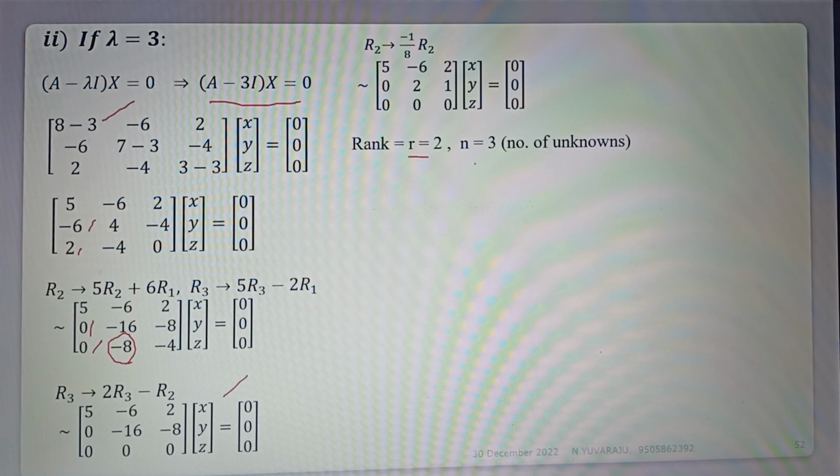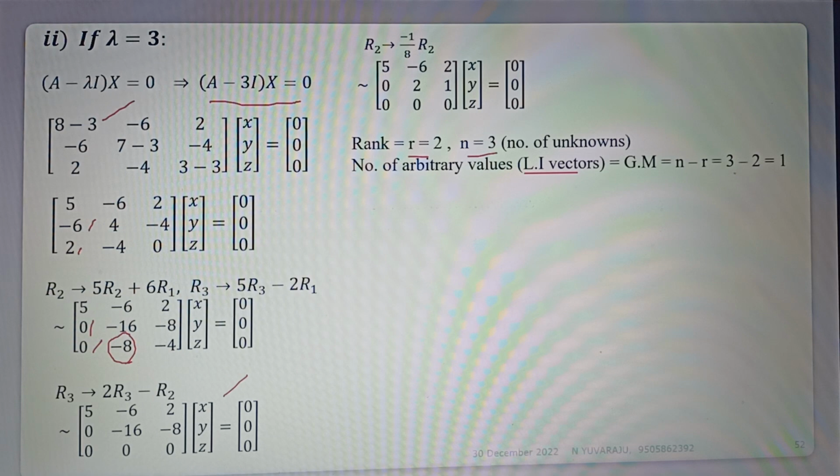So the rank is 2 and the number of unknowns is 3. Therefore the geometric multiplicity of the eigenvalue, that is the number of arbitrary values, the number of independent vectors, is 3 minus 2 is equal to 1. So the geometric multiplicity of eigenvalue lambda equal to 3 is 1. Here AM is equal to 1 and GM is equal to 1.